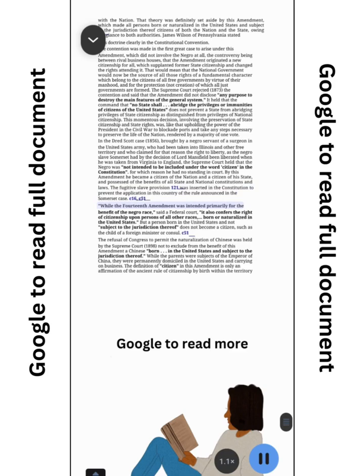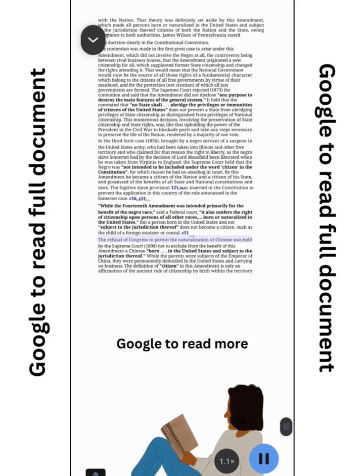While the 14th Amendment was intended primarily for the benefit of the Negro race, said a federal court, it also confers the right of citizenship upon persons of all other races, born or naturalized in the United States. But a person born in the United States and not subject to the jurisdiction thereof does not become a citizen, such as the child of a foreign minister or consul.